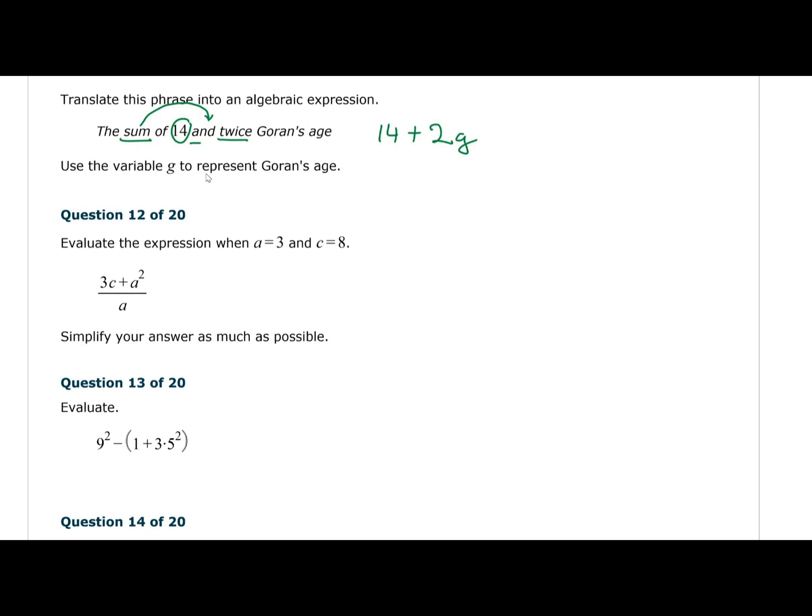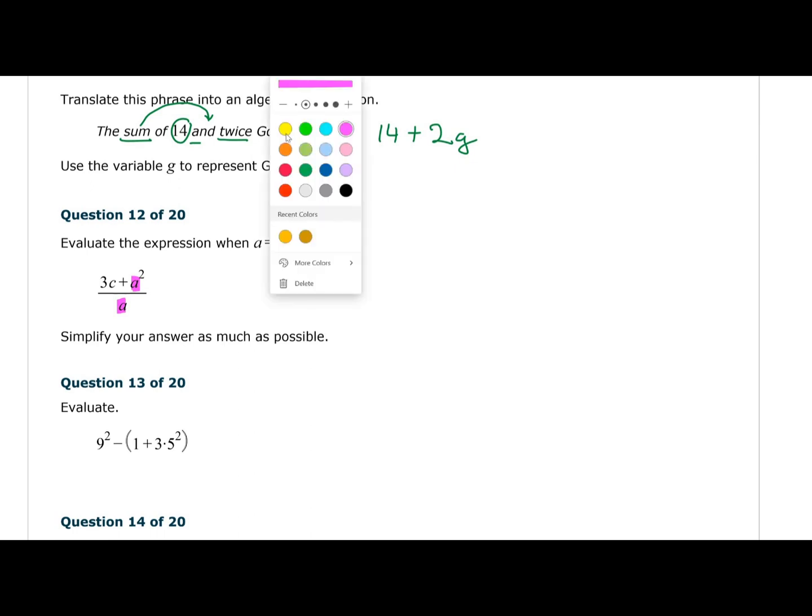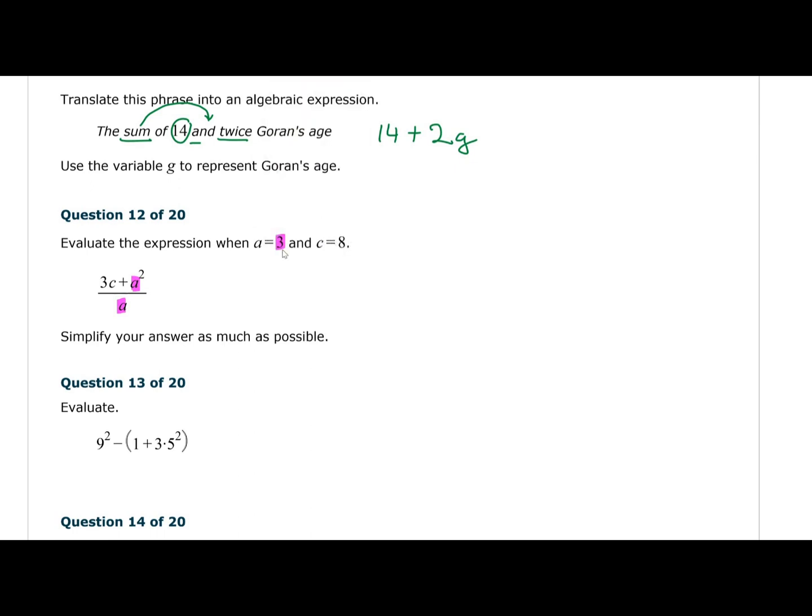Number 12. Evaluate the expression when a is 3 and c is 8. So we're going to replace a by 3 and c by 8. Alright, we will have the following: 3 times c, which is 8, plus a squared, which is 3 squared, over a, which means over 3.